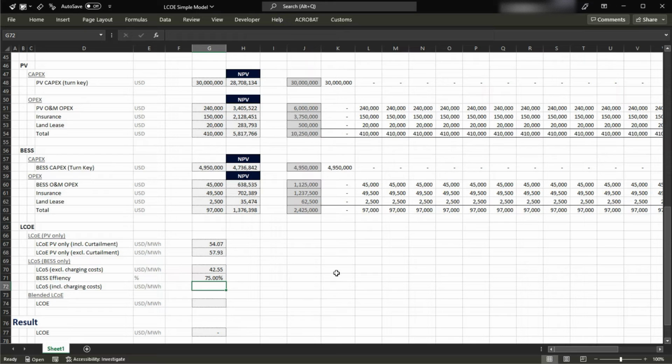So then the LCoS including charging costs equals what? 42 plus the 57 divided by the efficiency, right? So the final number is that our LCoS including charge costs is 119.79 USD per megawatt hour. So that's the first way to do it. There's a second way that we can approach and get to the same value.